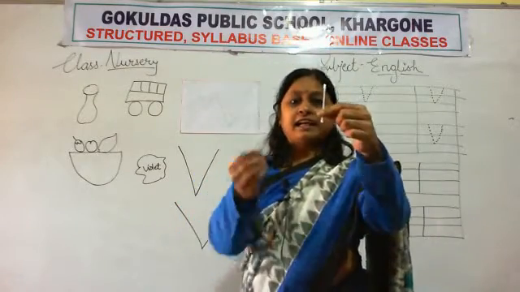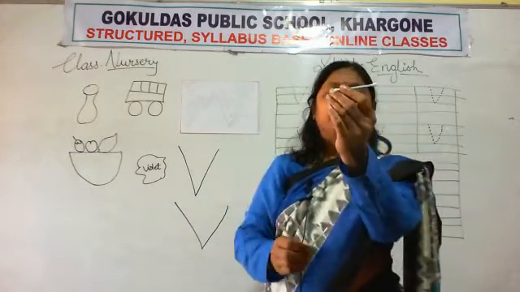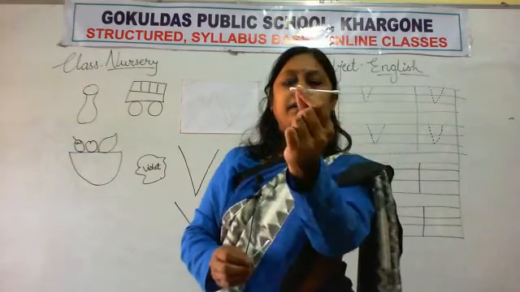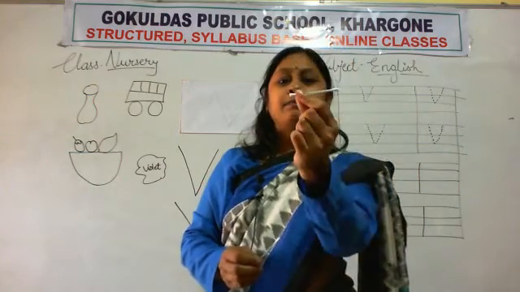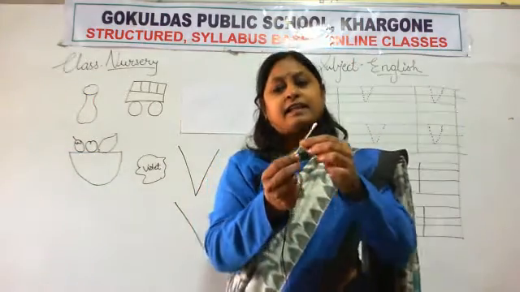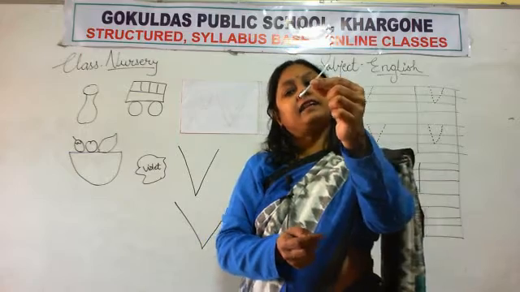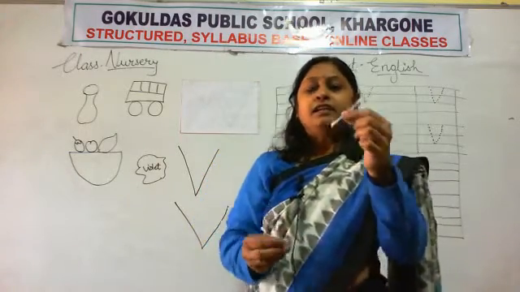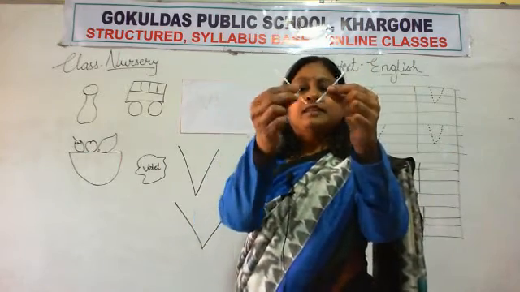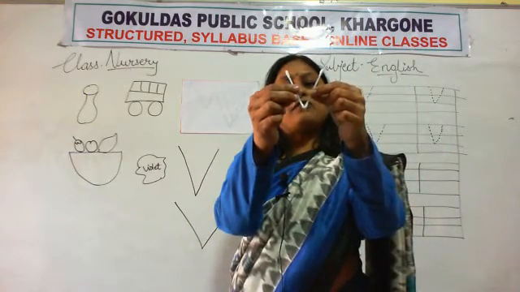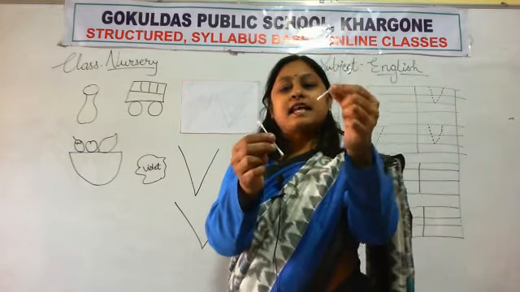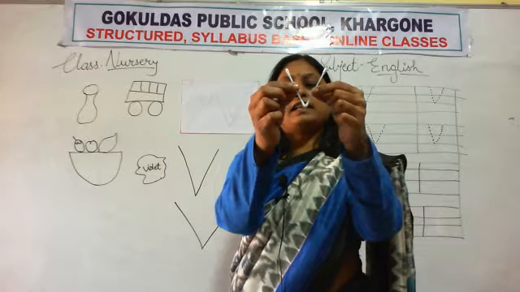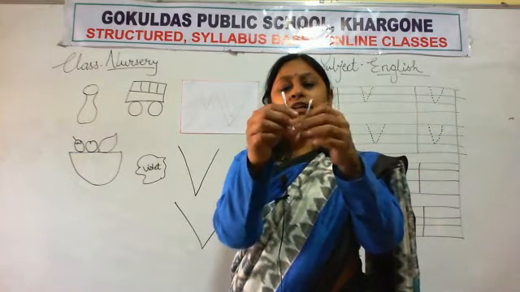For the standing line, which line is this? Standing line. Which line is this? Sleeping line. Standing line, sleeping line. And look here, this is a slanting line. Which line is this? Slanting line. Look here, slanting line, slanting line. Which letter will form? Letter V. Look here, letter V.